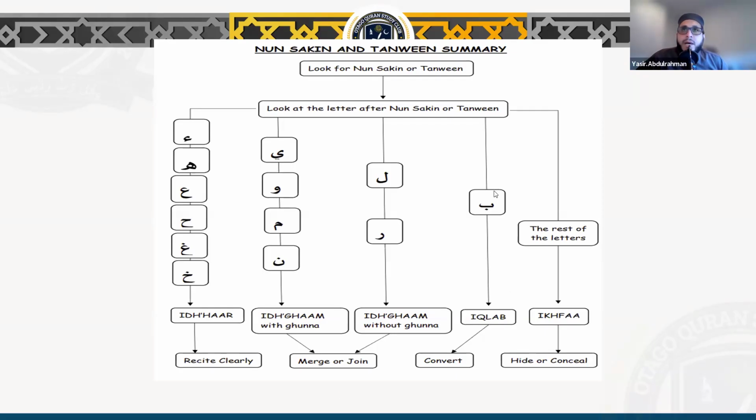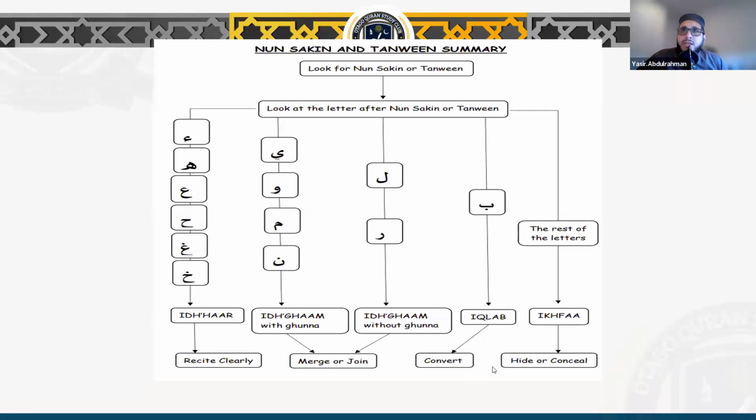The ba obviously is a separate case. We do qalb with it because we cannot do idgham and we cannot do idhar. It's difficult both ways. So that's why we're doing the qalb, whereby the noon sakina gets flipped to a meme and then the meme interacts with the ba.